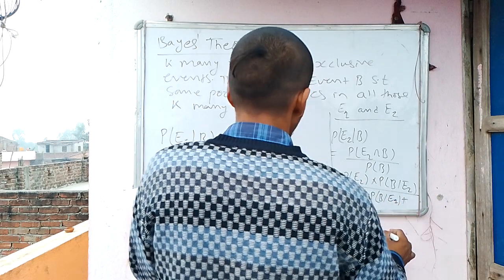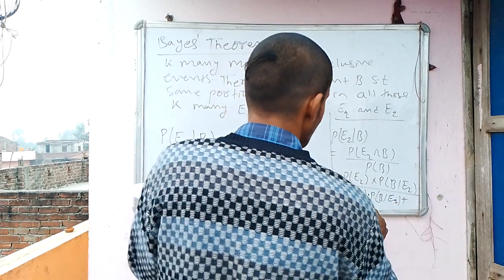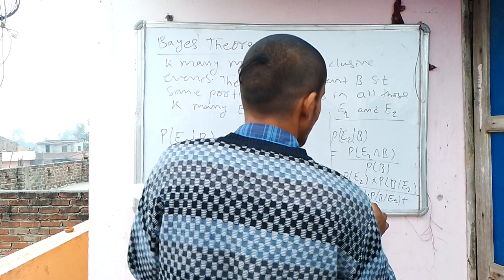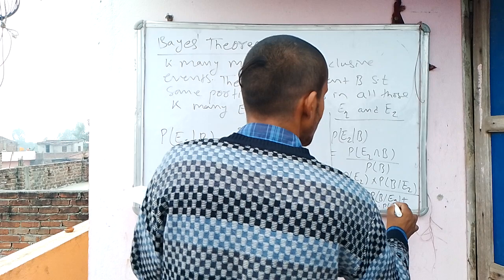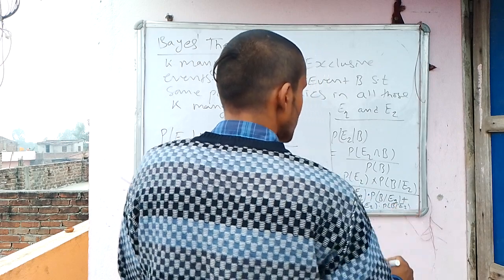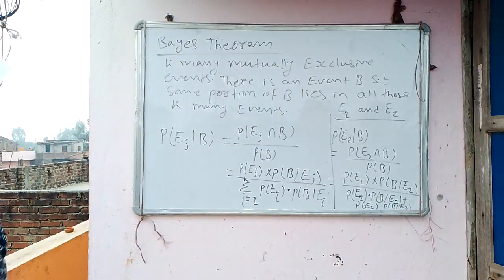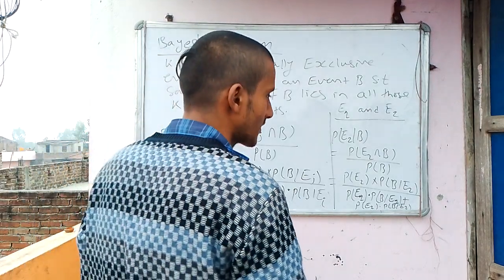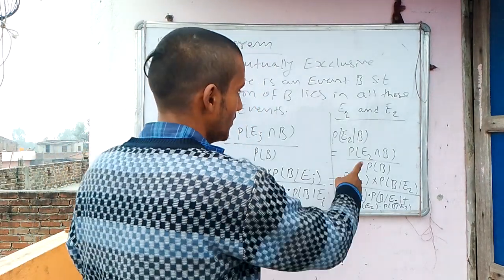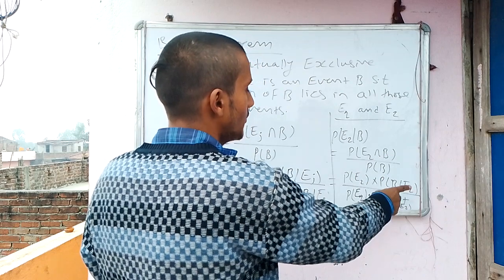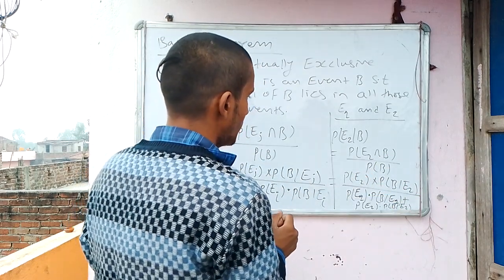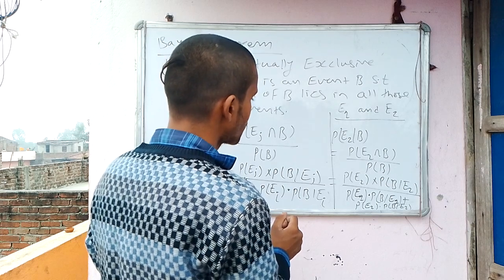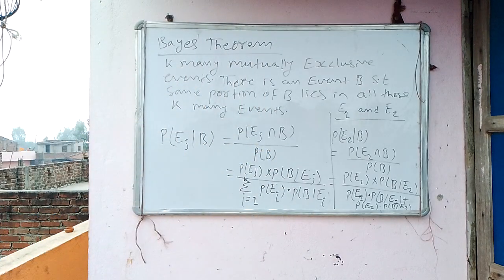plus, actually I don't have space to write. Anyhow, let's accommodate it here: probability of E2 times probability of B given E2. Does it make sense? So Bayes theorem is a little bit more complex. Probability of E2 times probability of B given E2 is the same multiplication rule. Yeah, it's the same multiplication rule.